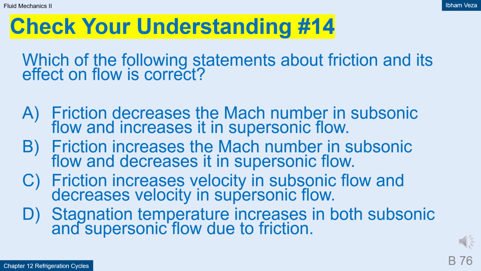C. Friction increases velocity in subsonic flow and decreases velocity in supersonic flow. This is incorrect because friction causes velocity to increase in subsonic flow but decrease in supersonic flow, which matches the velocity trend but not the statement. D. Stagnation temperature increases in both subsonic and supersonic flow due to friction. This is incorrect because the stagnation temperature remains constant regardless of the flow being subsonic or supersonic, even with friction.